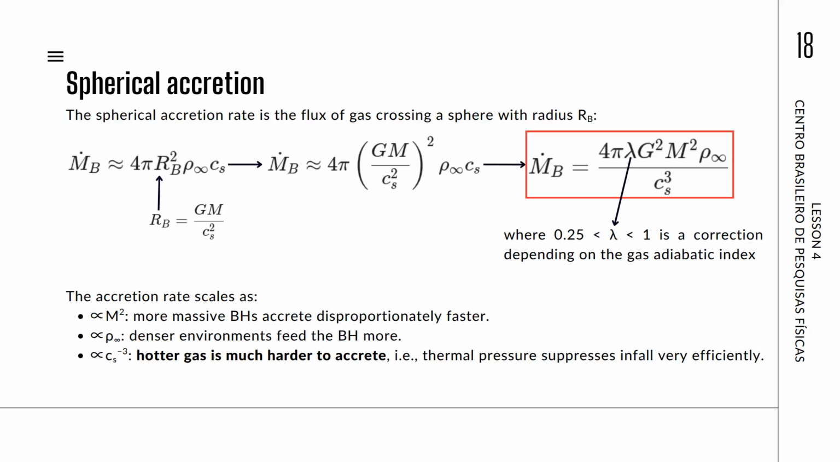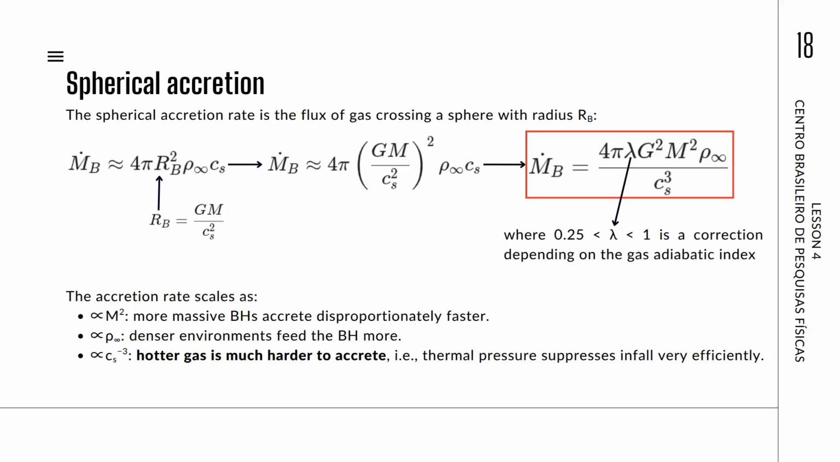Notice that the accretion grows with the square of the mass of the black hole. Why? It's easy to remember from the first slides. The Schwarzschild radius is linear in the mass, and the surface area increases with the radius squared, so if the radius is proportional to mass, it needs to be mass squared.